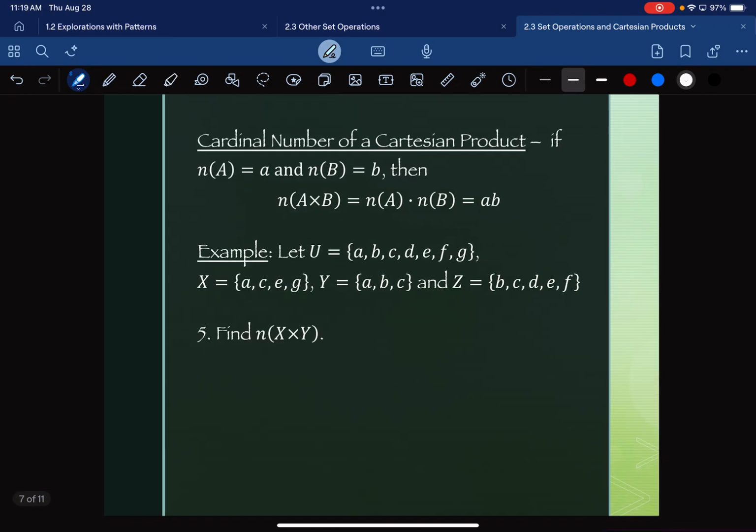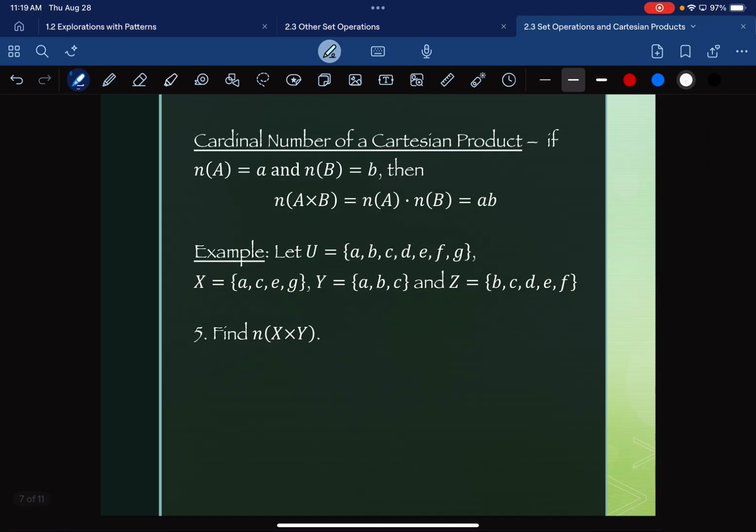And that's exactly what this next slide says. The cardinal number, as in how many are there in this Cartesian product, is found by taking the number of items in one group, the number of items in the other group, and then multiplying them together. Now, there are questions inside of my math lab that just ask you, what's the cardinal number? What is the number of items in the Cartesian product?